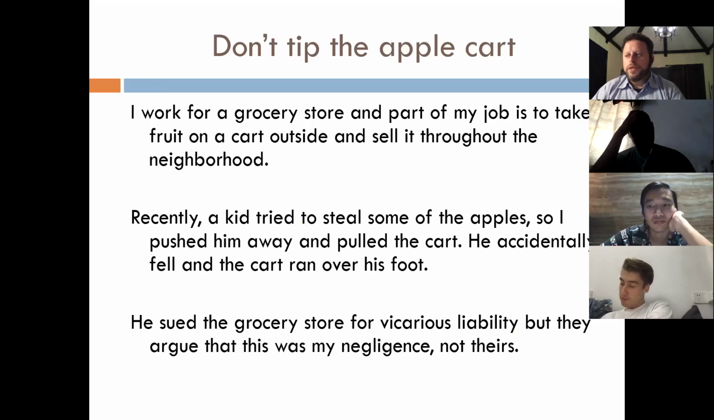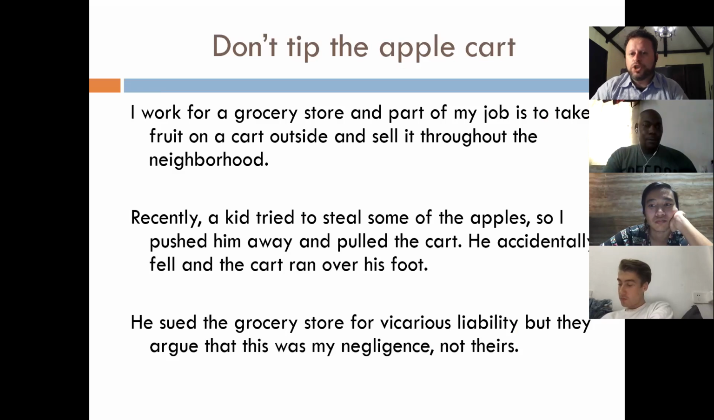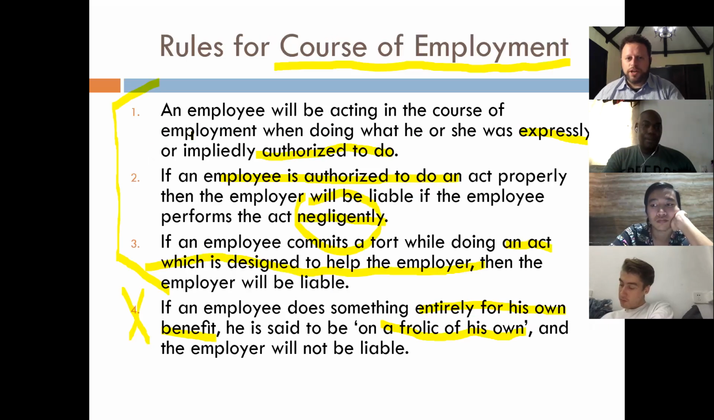Okay, so Jordan, I am their employee, but was this course of employment? My job is to take fruit on a cart outside and sell it. Why did this kid get hurt? Because you ran over him. I ran over him. And so the company says, well, look at these 4 things. We never authorized David to run over somebody. His job is to sell fruit. He wasn't, but what about number 3?